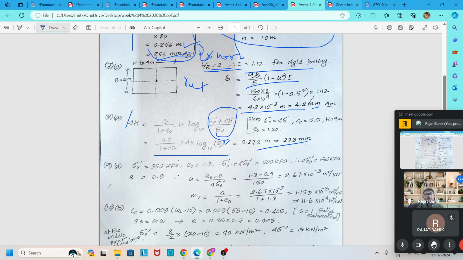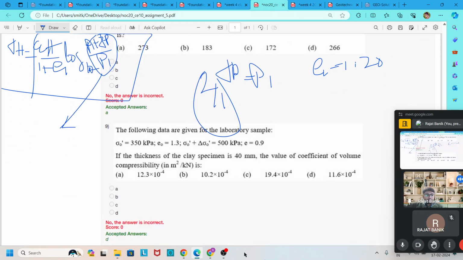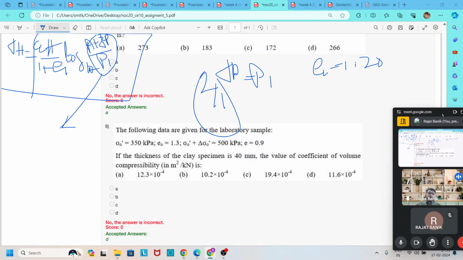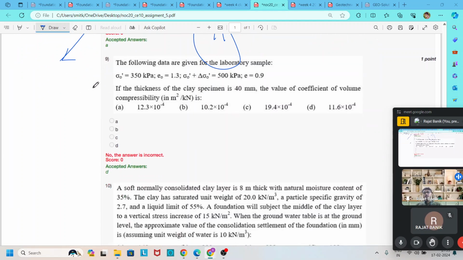So now we go to question number 9. Also, our session is at the end. Timing is also running out.